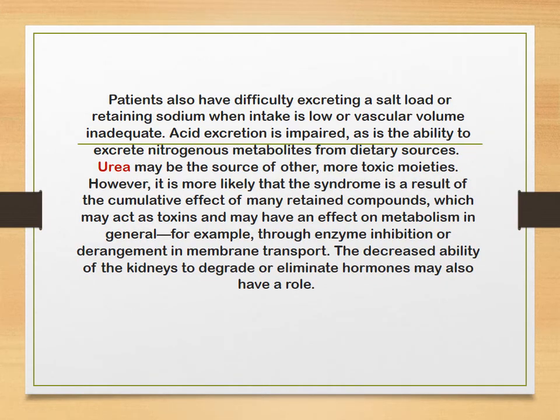Usually acid excretion is impaired. There is metabolic acidosis. The toxicity of uremic syndrome may be related to the urea end product, that means products resulting from urea metabolism accumulating in a large amount in the blood and cannot be excreted. However, it is multifactorial, that may result from enzyme inhibition due to uremia, derangement of membrane transport, and decreased ability of the kidney to degrade or eliminate hormones may also have a role in toxicity.